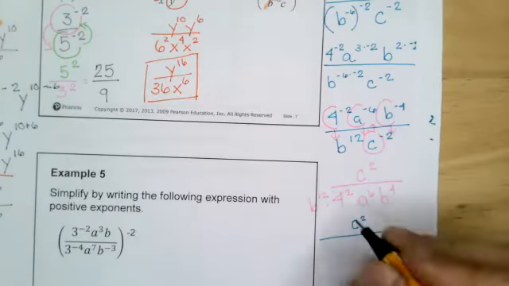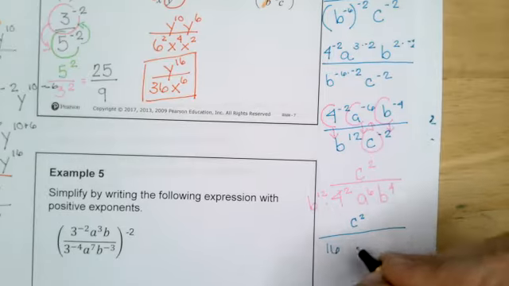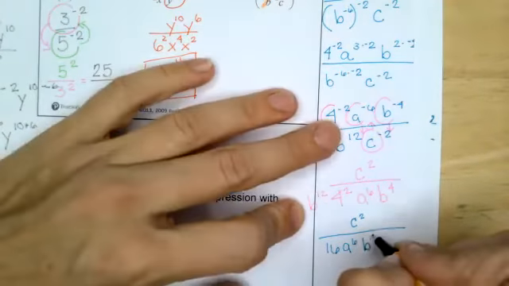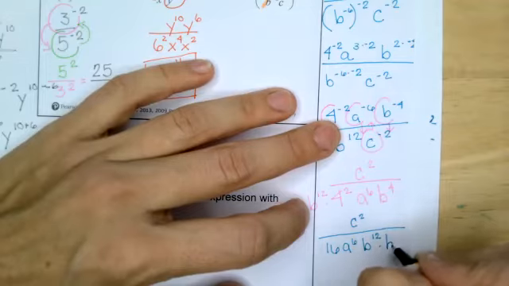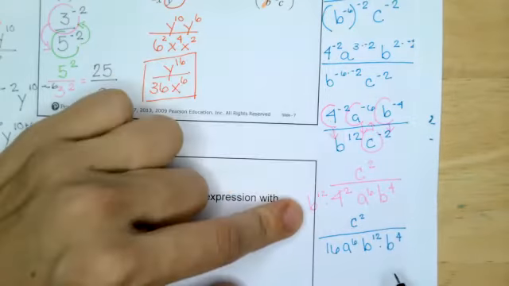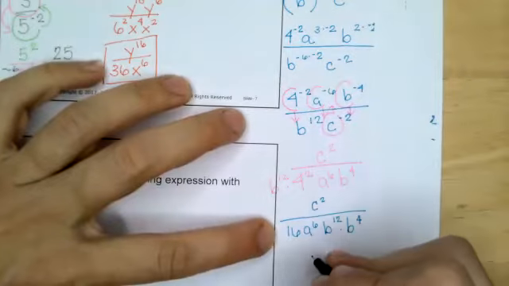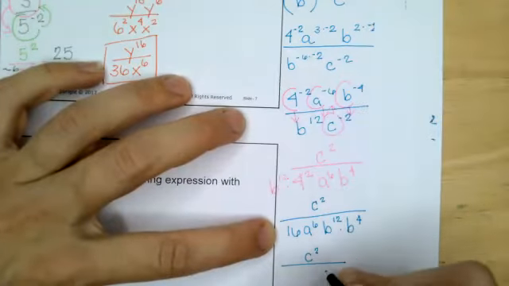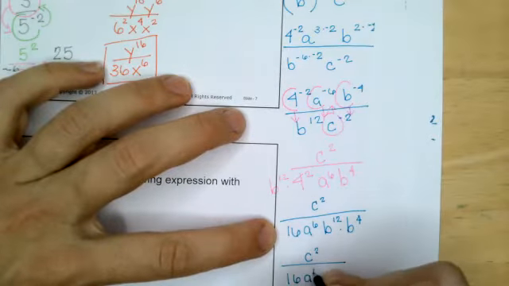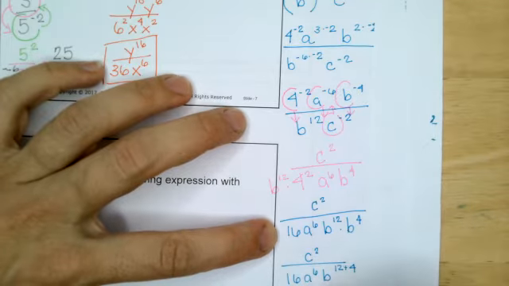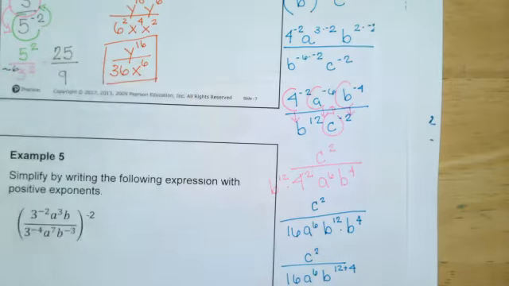On the bottom, I have 4 squared, which is 16, A to the 6th, and then I'm combining B to the 12th times B to the 4th. Remember, our rule for multiplication is we just add them. So that becomes C squared over 16A to the 6th, B to the 12 plus 4, C squared over 16A to the 6th, B to the 16th.